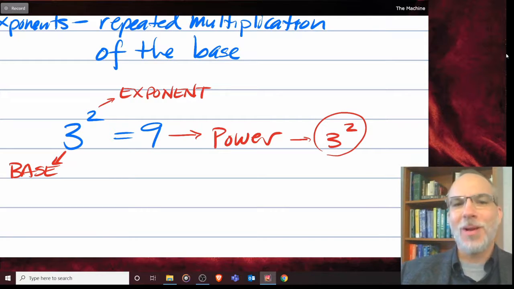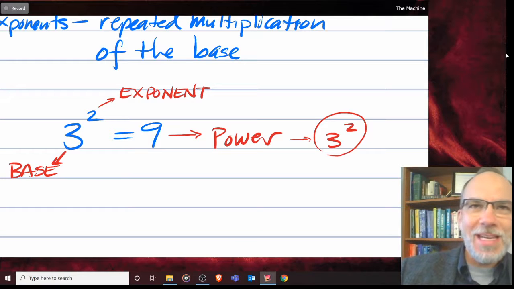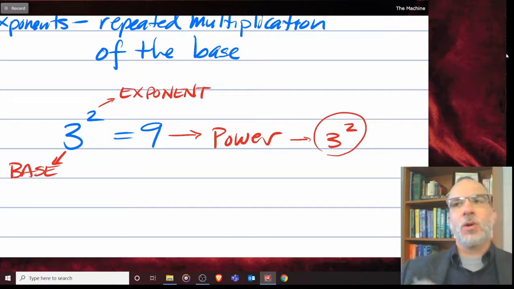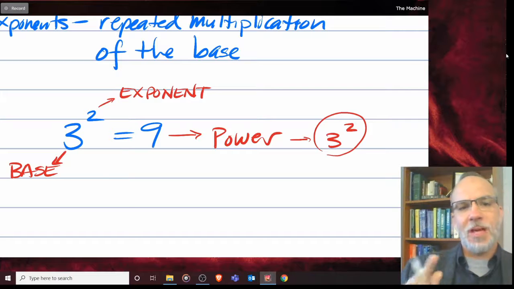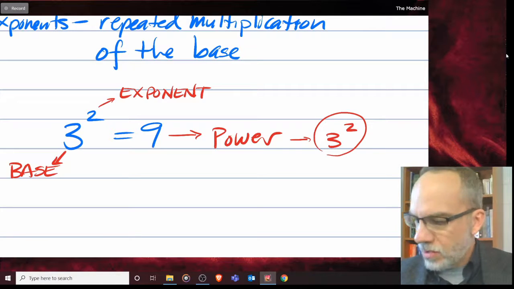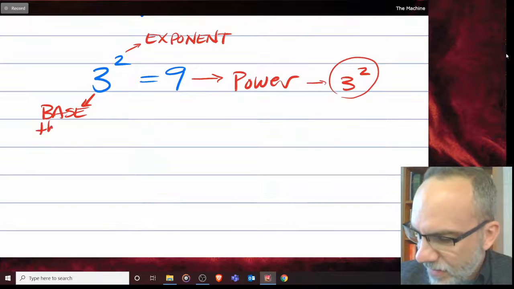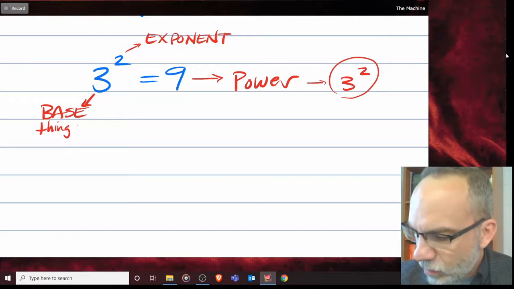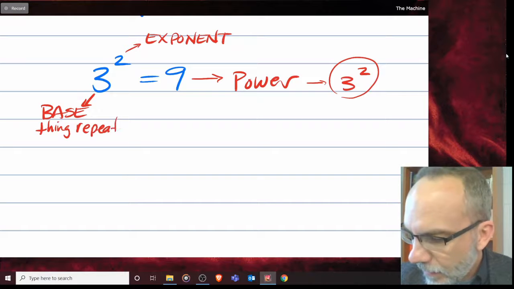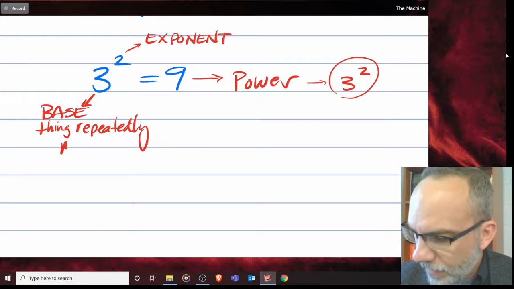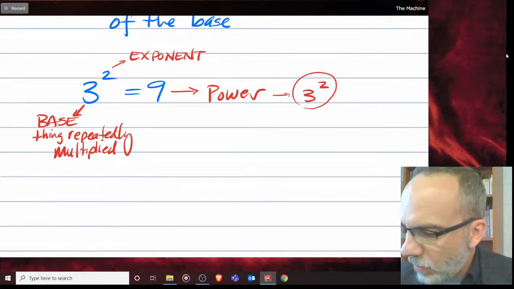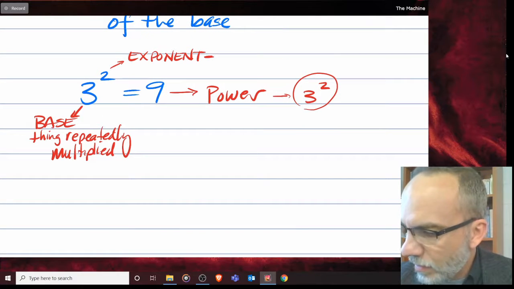He goes, no, you're right. The reason we need a separate name for this is because we're going to start to rearrange these things, and we have to know what we're talking about. So to be even more clear, the base is the thing that is repeatedly multiplied. The exponent, and this is crucial as well, is how many bases.